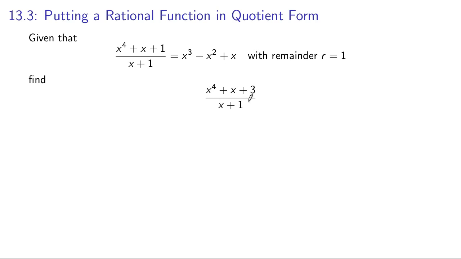Okay, so looking at what we need to find, it's very similar to what we started with, but instead of plus 1, we have plus 3. So if we remember, we take this out, and remember what remainder 1 means, it means we add 1 over x plus 1.